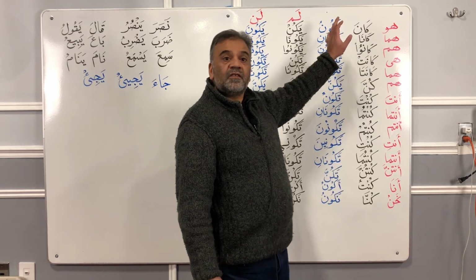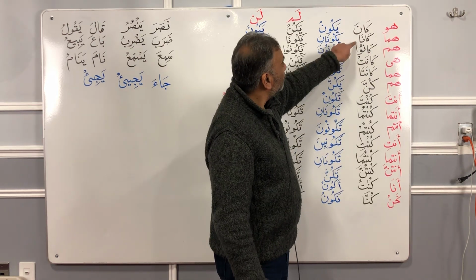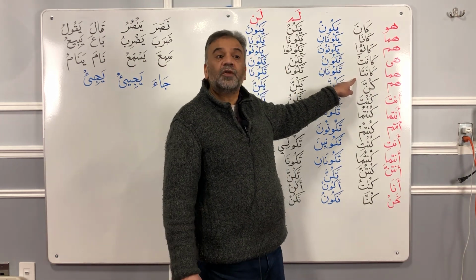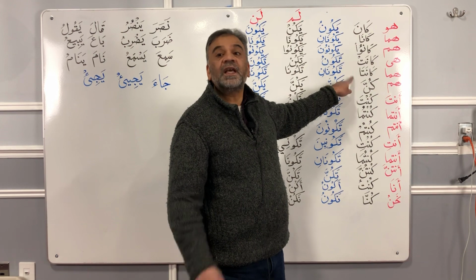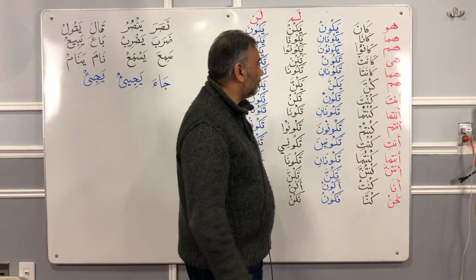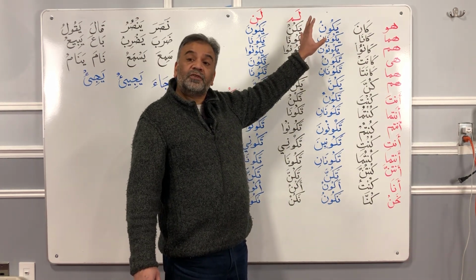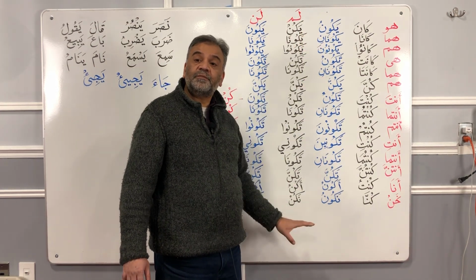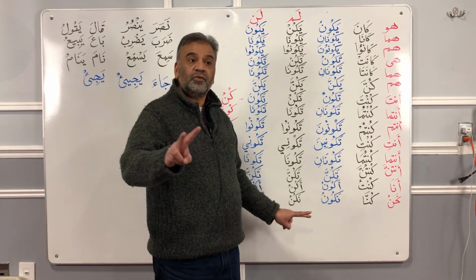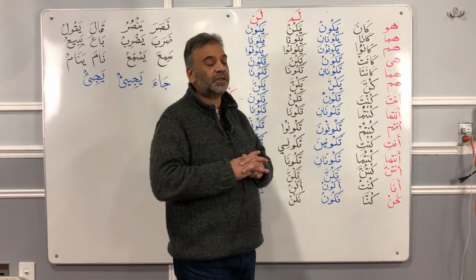How many sakin pronouns in fi'l madi? 1, 2, 3, 4, 5. How many mutaharrik pronouns in fi'l madi? 9, right. 9. How many mutaharrik pronouns in fi'l mudari? 12, and 2 sakin. We learned those concepts in class number 77.